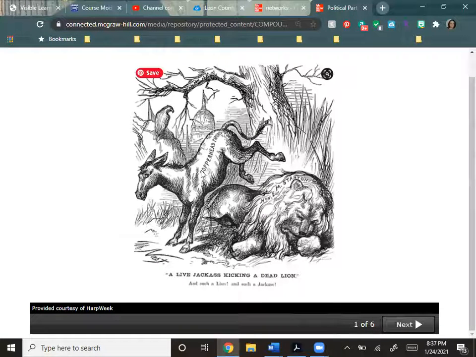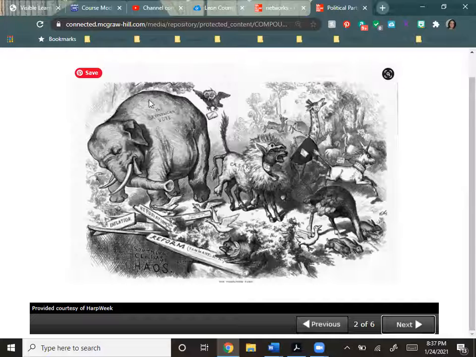So here we have the donkey. The donkey is regularly known as the symbol for the Democrats. And the elephant is regularly known as the symbol for the Republicans.